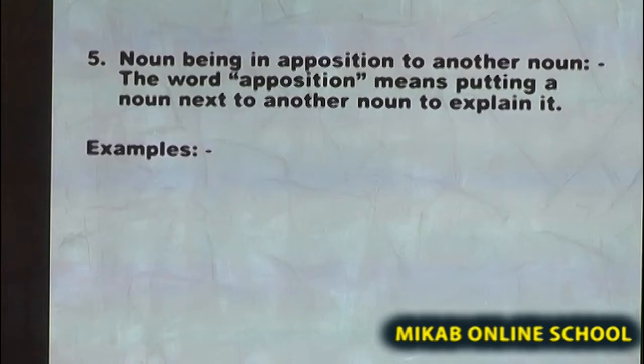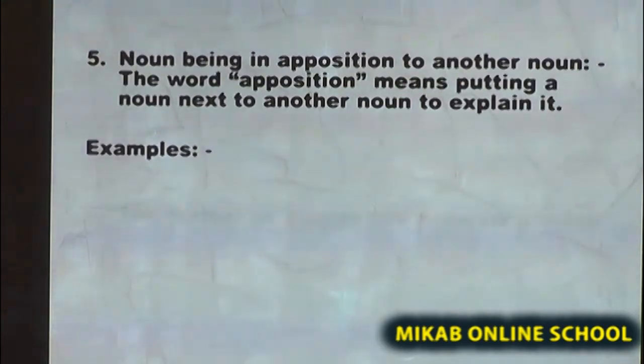And whenever you see a noun next to another noun in a sentence, it means apposition. It helps to explain the first noun in that sense. It can as well replace the first noun in that sentence. Let us consider the following examples.